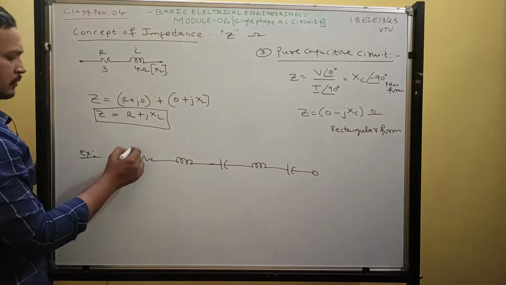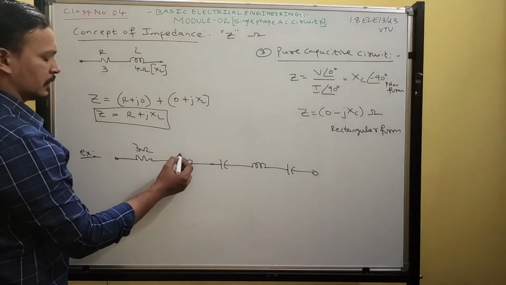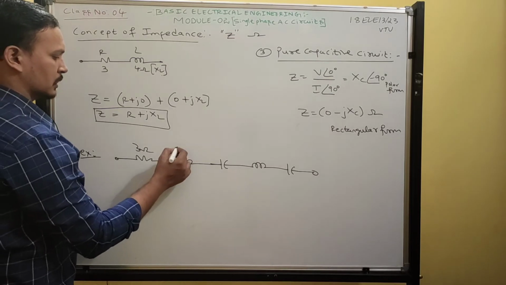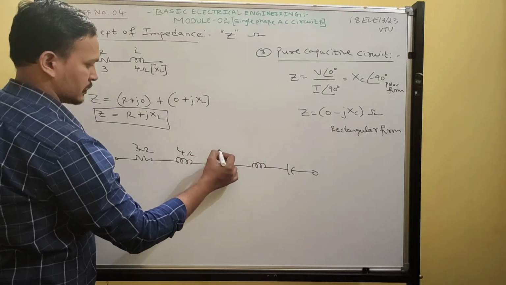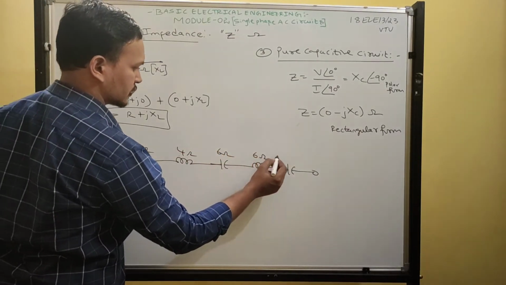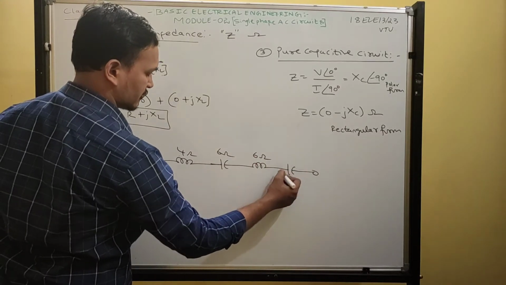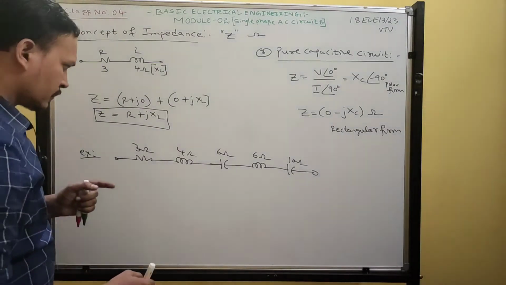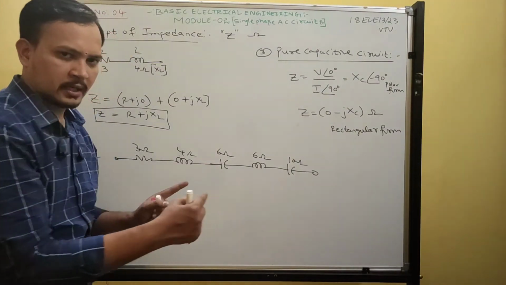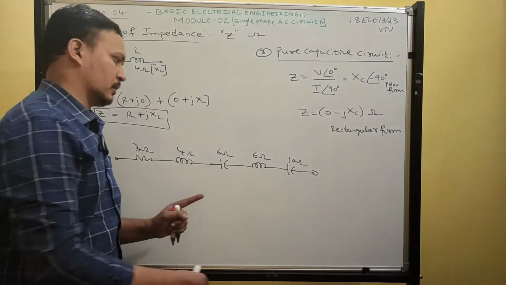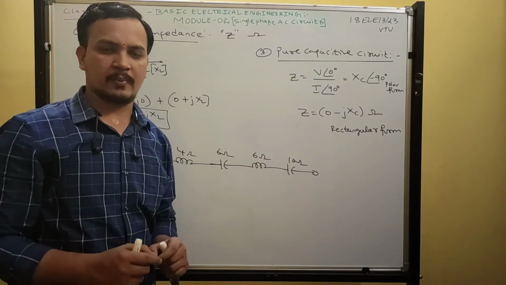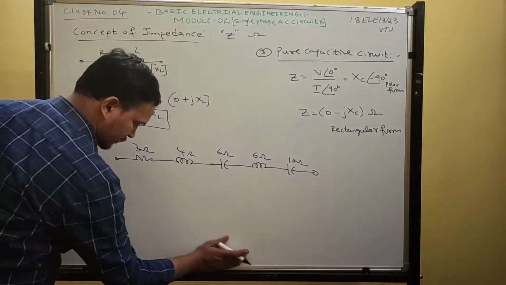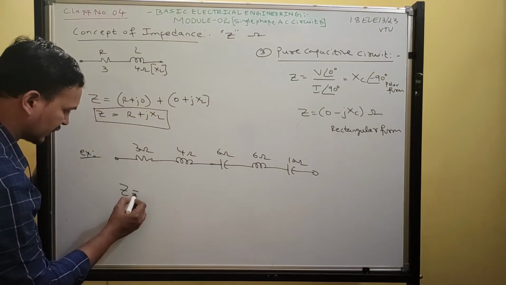So this is a circuit having resistance 3 ohms. Inductor is how much? Let's say 4 ohms. Capacitor is 6 ohm and inductor is 6 ohm and capacitive reactance of another capacitor is 10 ohm. Okay. See, two inductors connected in series, you will get one effective inductor. Two capacitors in series, you will get one effective capacitance. But you should write impedance directly.